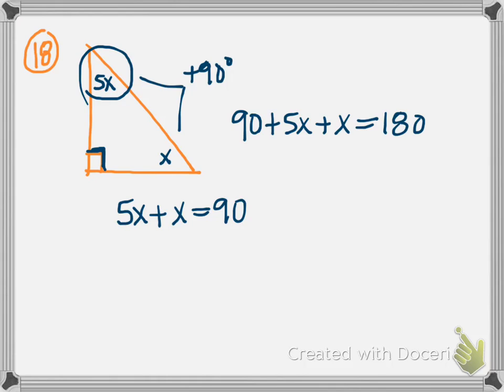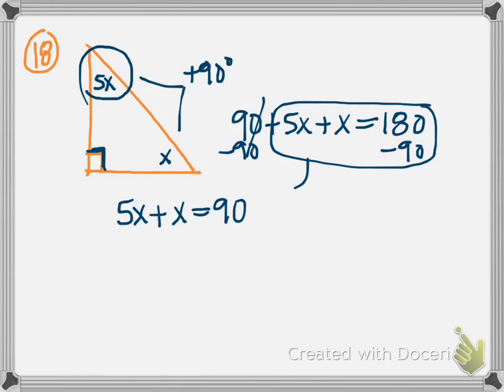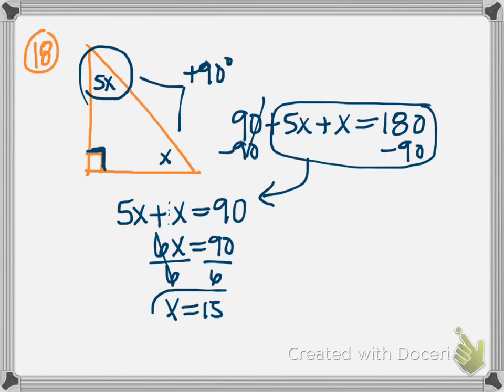Because what's going to happen if you solve that second equation I wrote down first, the first thing you're probably going to want to do is subtract 90 from both sides. And oh, look what you have now. That's exactly what we have over here. So it just kind of saves you a step. Anyway, so let's go ahead and solve this. 5x plus 1x is 6x. And then when we divide both sides by 6, we get that x equals 15.